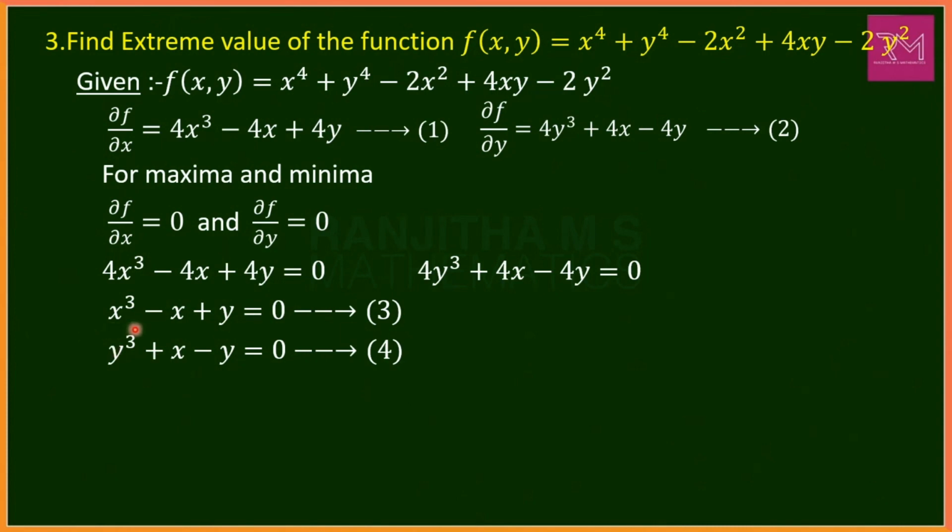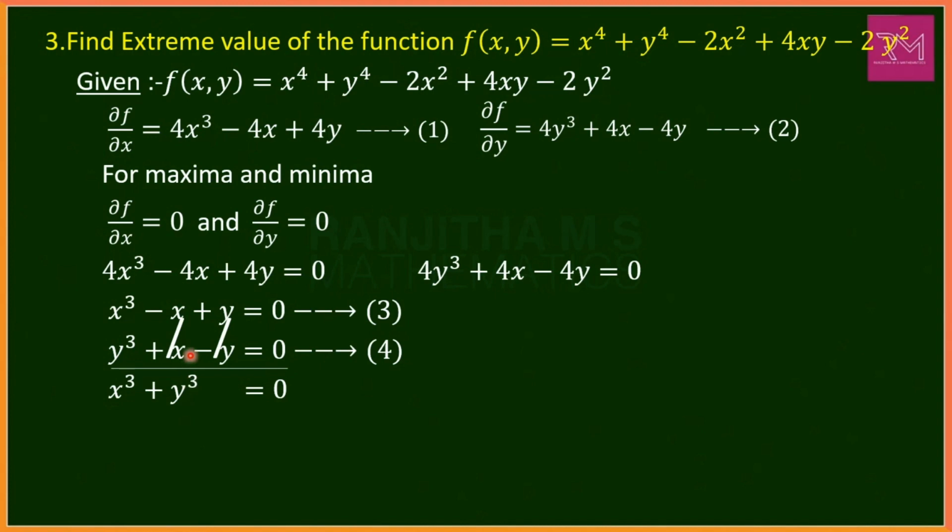Here equation 3 is x cube minus x plus y is equal to 0. Equation 4 is y cube plus x minus y is equal to 0. Here we have minus x, here we have plus x, here we have plus y and minus y. Hence to cancel these terms, you can add these two terms. If we add these two, the first term becomes x cube plus y cube. Here minus x plus x gets cancelled, here plus y minus y gets cancelled. The remaining value is x cube plus y cube is equal to 0.